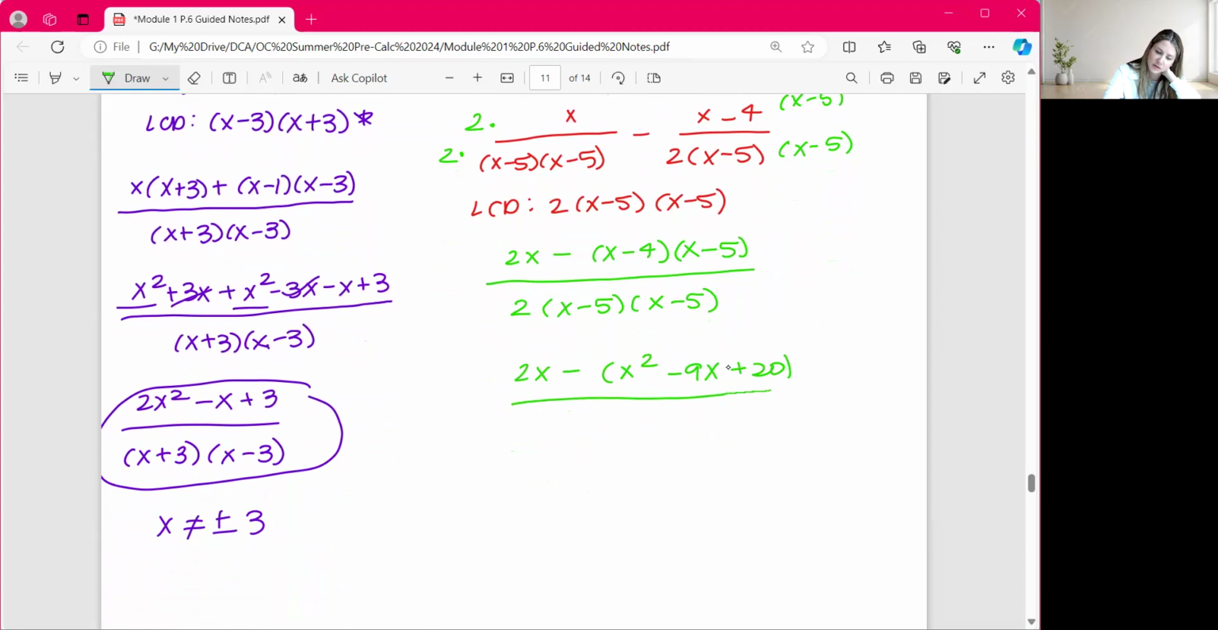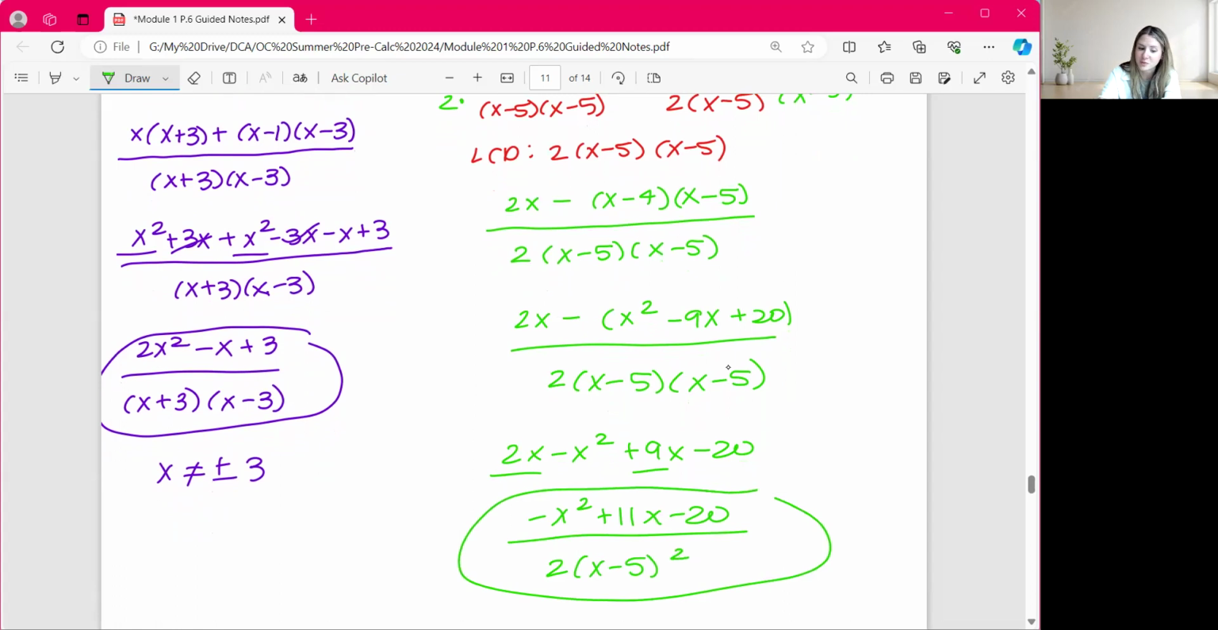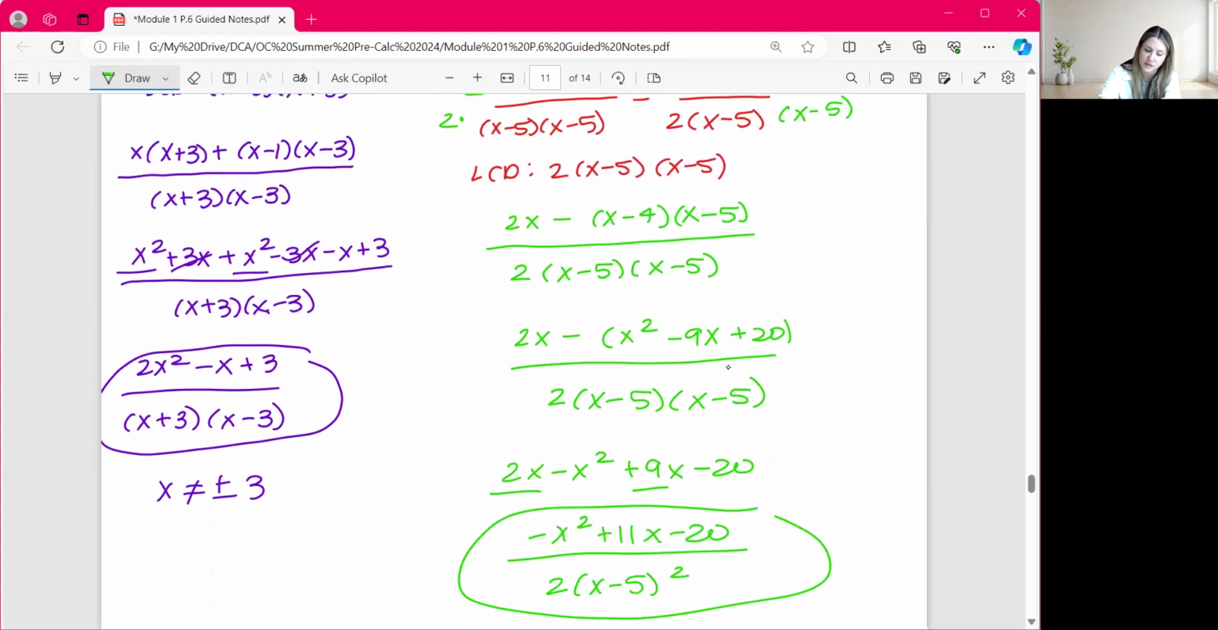And now we're going to keep this over our least common denominator. And we'll distribute that negative now. 2x minus x squared plus 9x minus 20. And we will be able to combine like terms. So I'll have, and write this in standard form, negative x squared plus 11x minus 20 all over your least common denominator, 2 times x minus 5 squared. There's your final answer when we subtract those two expressions together. And our domain restrictions, going back to our least common denominator, it just can't be 5.